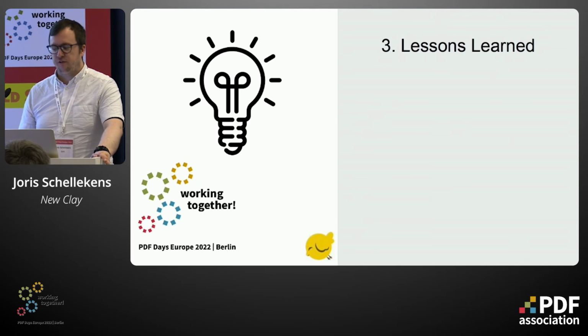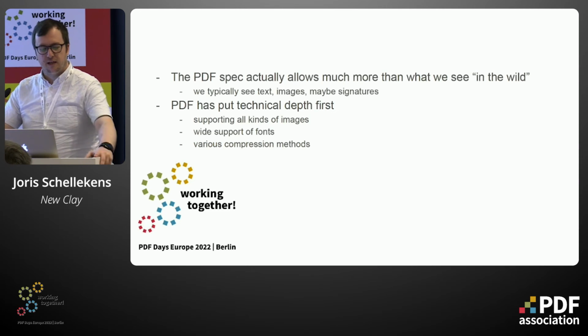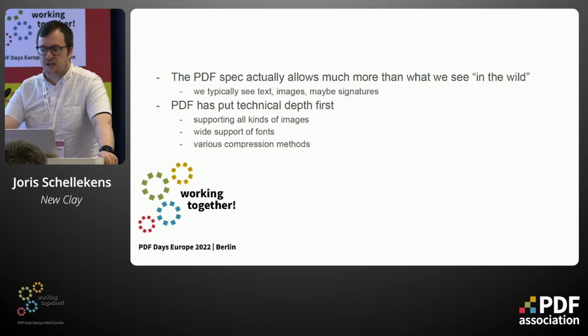So what can we learn from all of this? The PDF spec allows so much more than what we see in the wild. So typically, we see text, images, and maybe signatures. And I'm being very lenient if I say signatures and not just somebody inserting a handwritten font with "give your initials here." There is still a lot of work to do to make sure that all of these features get adopted and that all of these features are even known by the people who actually use PDF.